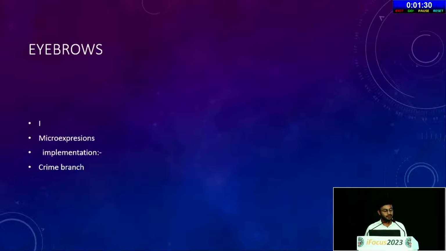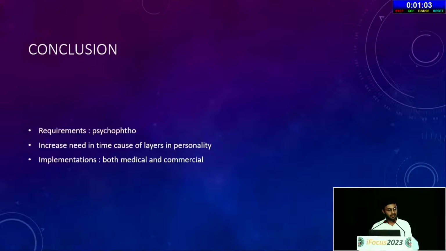Eyebrows, micro expressions, we can get to know so many things from patients' eyebrows also, and we can decide if the patient is interested in surgery or not. And sometimes a patient's expression can be related to their subconscious mind, and that can give us, again, an implementation in the crime branch. We can help the crime people to solve whether the accused in a crime is telling the truth or not. So the conclusion is, there is a requirement of connection between psychiatry and ophthalmology.